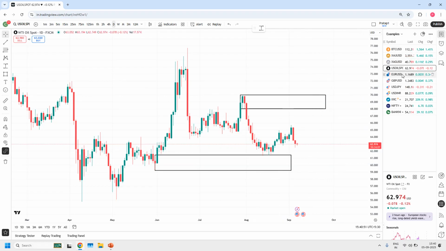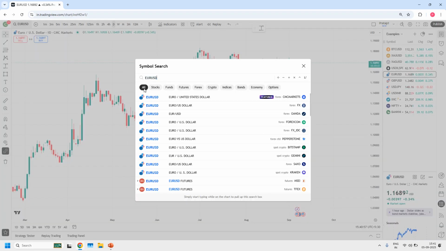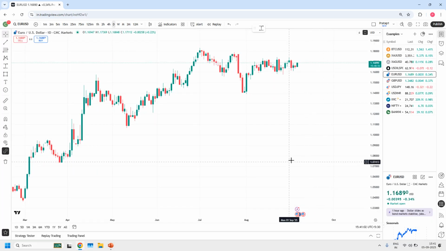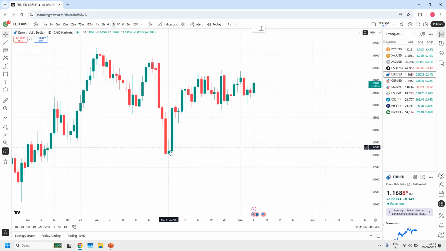Okay, next we will look into Forex charts. This is Euro and USD. This is the symbol, Euro and USD. If you notice here, you have a very large candle. After that, two base candles. Again a large candle. See, this is the leg-in. These are the base candles. And this is the leg out.